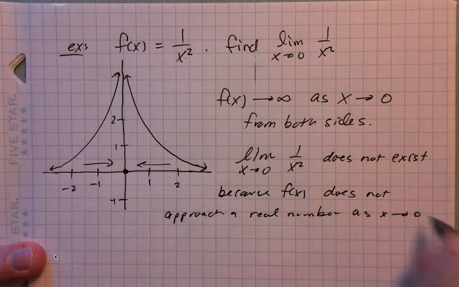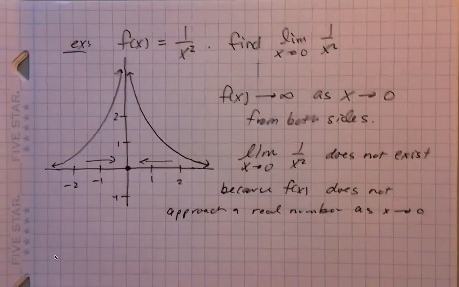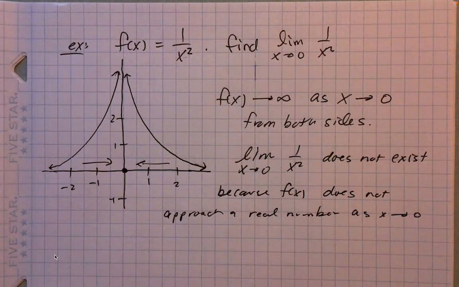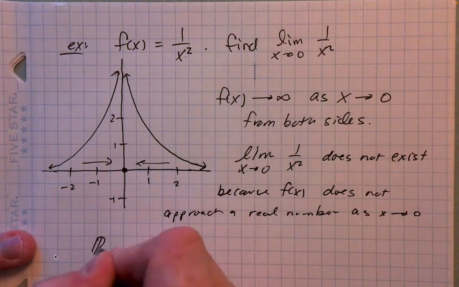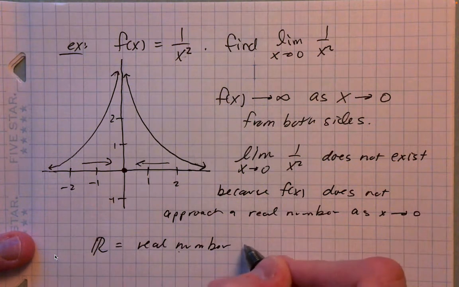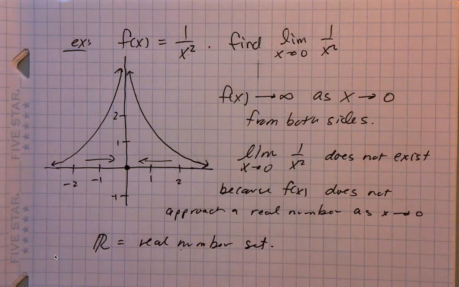as x approaches 0. All right, so infinity is a concept. Really, it's not a number. It's certainly not a real number. So by real number, of course, we mean the real number system, right? So the real number set. The real numbers are like all of the numbers that are represented on the number line, both in the negative and positive direction. And so in this case, the function heads off to infinity, does not approach a real number. Okay, so the limit in this case does not exist. All right.